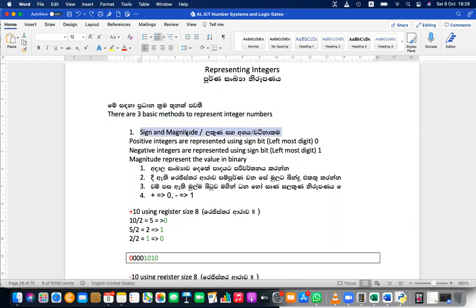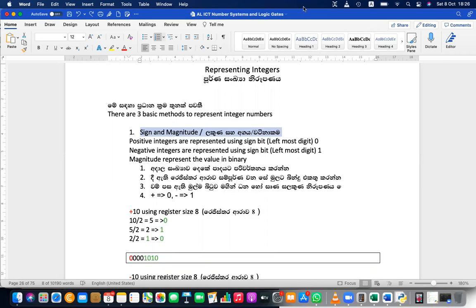In this method, we can represent both positive and negative integers. Integers means whole numbers only. These are for the calculation purpose. The previous characters, we are not using for calculation purpose. That is just to show the character value, letter, or maybe to display that on the screen. But here we do some calculations like addition, multiplication, division. So we need this numerical data.